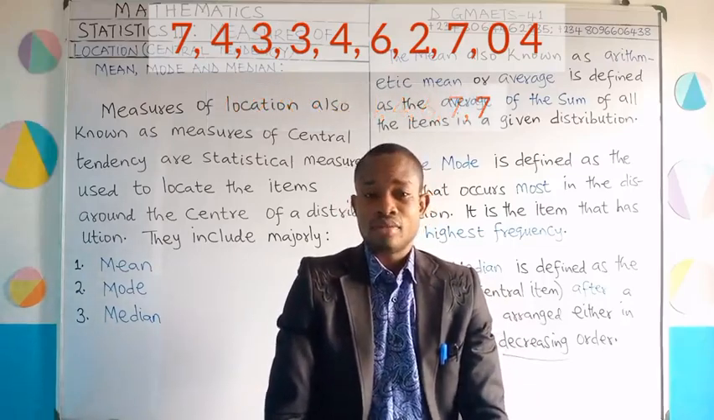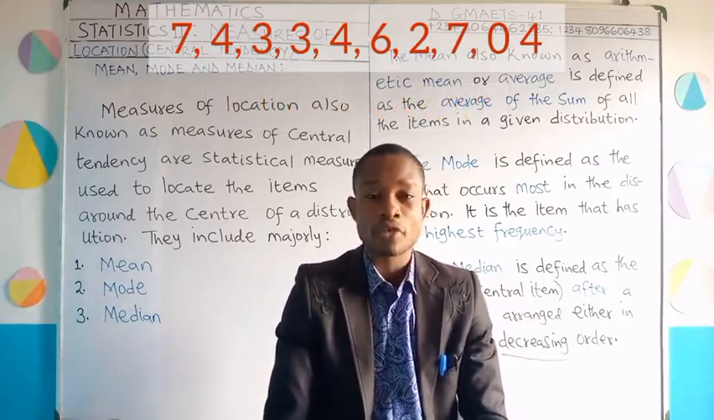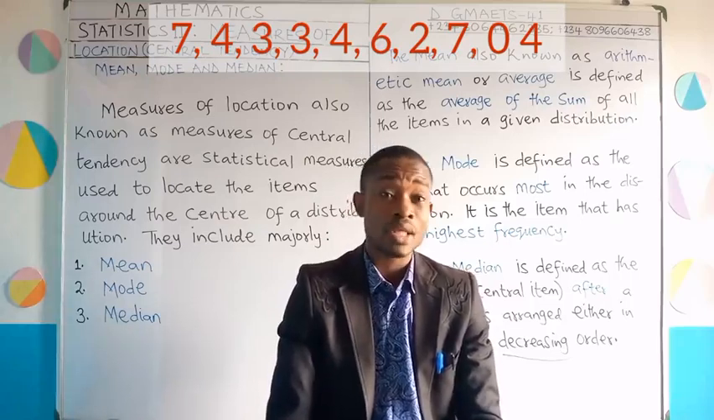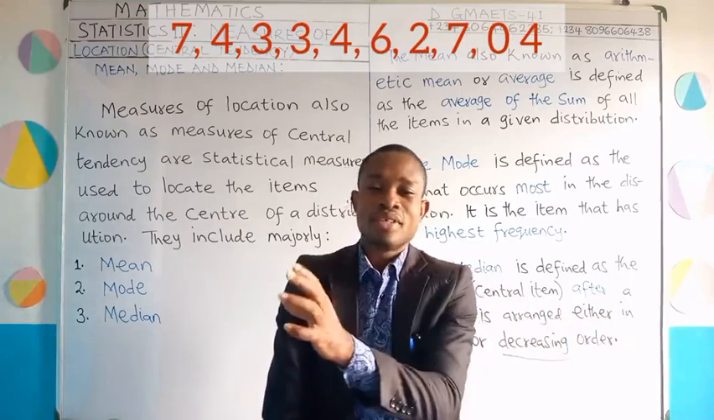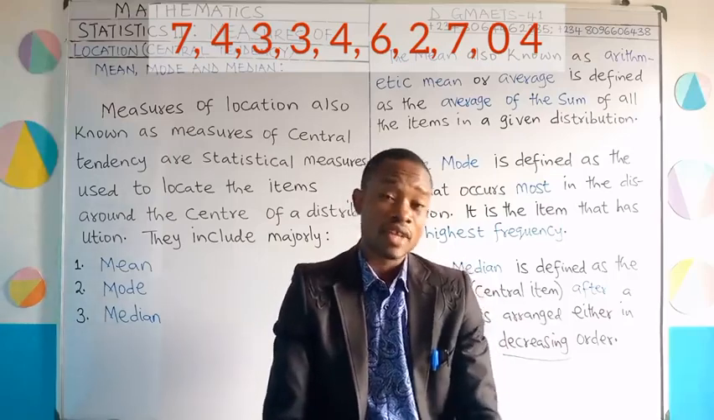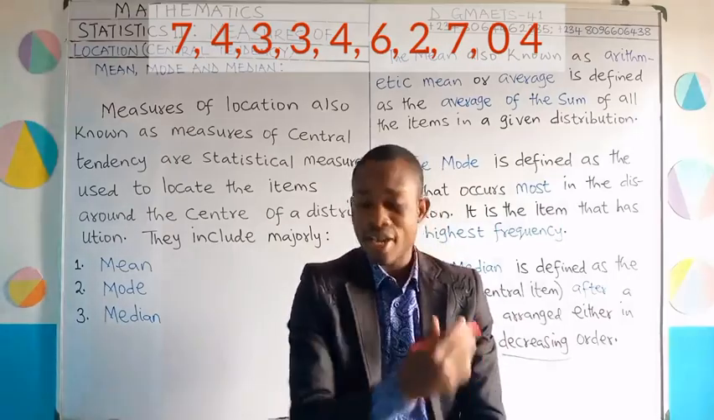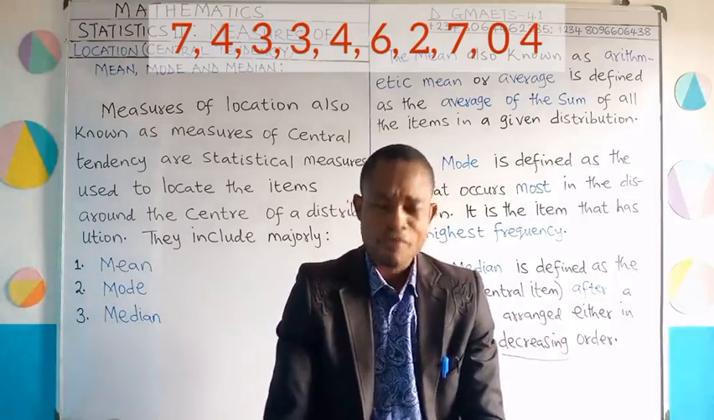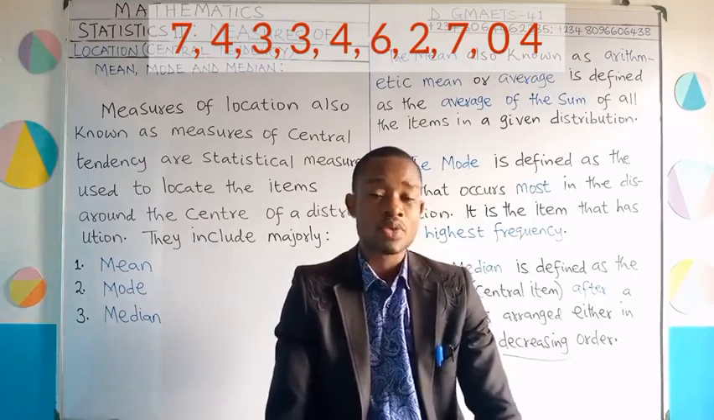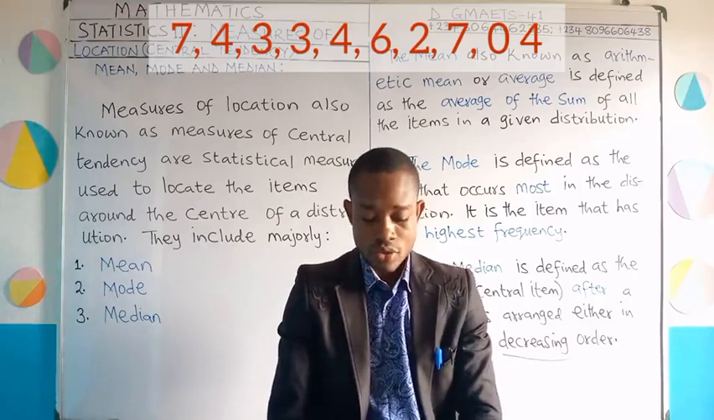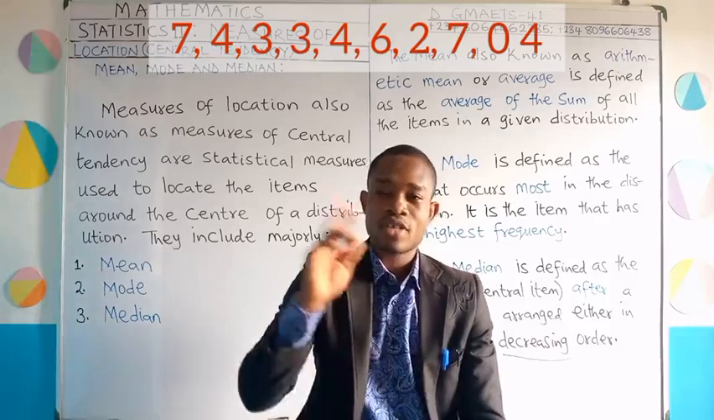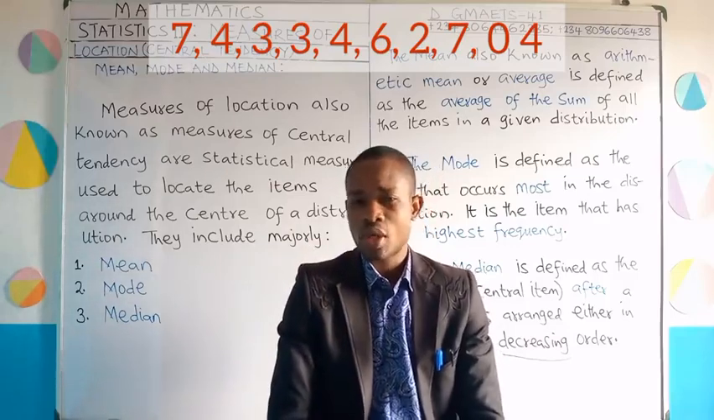The next is the mean. So in that distribution, 7, 4, 3, 3, 4, 6, 2, 7, 0, 4, what is the mean? Simply add the items given to you there, then divide by the number of items you have there. If you add all of them, you are going to get 40. And so that 40 is divided by the number of items we have there. How many items do we have? You can count it and see. 1, 2, 3, 4, 5, 6, 7, 8, 9, 10. We have 10 items. And so 40 divided by 10 will still give me 4.